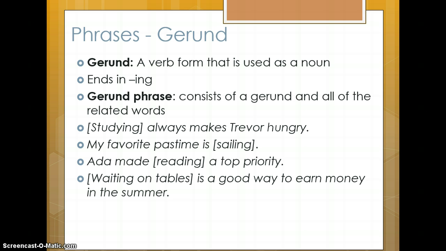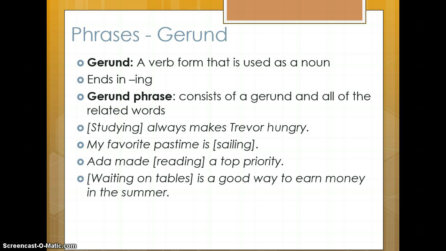It's a noun. Ava made reading a top priority. In this case, reading is functioning as a noun, saying what she made a top priority. It's functioning as a direct object. Finally, waiting on tables as a gerund is a good way to earn money in the summer. This is functioning as the subject in the sentence.